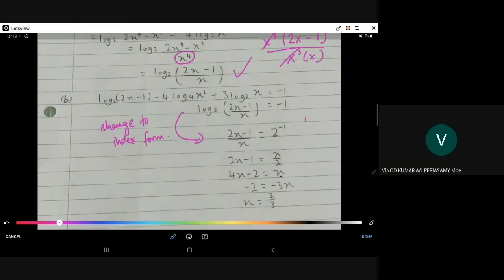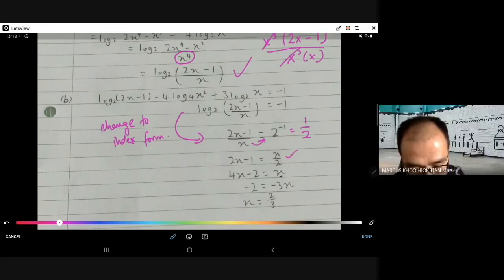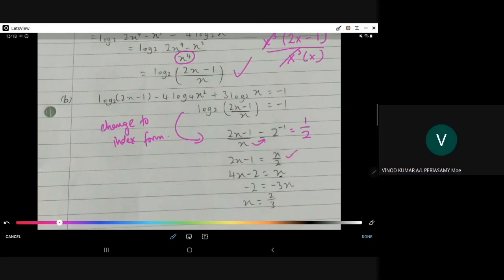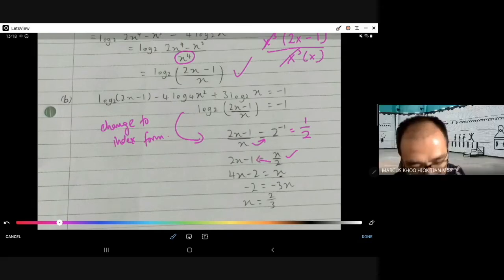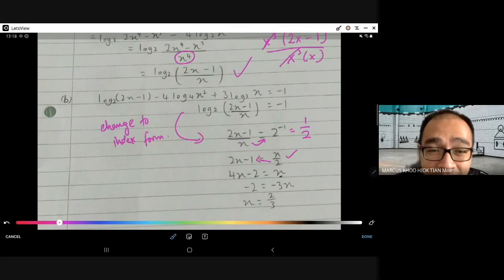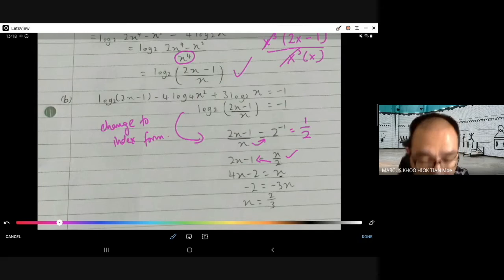So 2x minus 1 over x, move to the other side, becomes 1 over 2 times x, which is x over 2. Then move the x, move the 2, and you find x equals 2 over 3. So fast. Okay, hold on now. 4x minus 2 equals x. So, okay. All right, can. Okay, good.